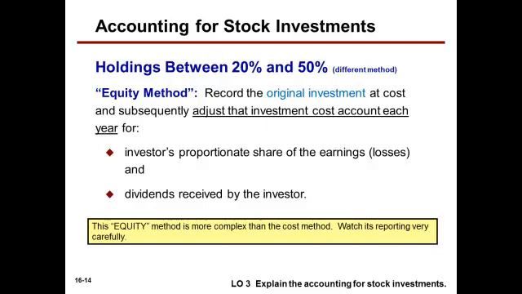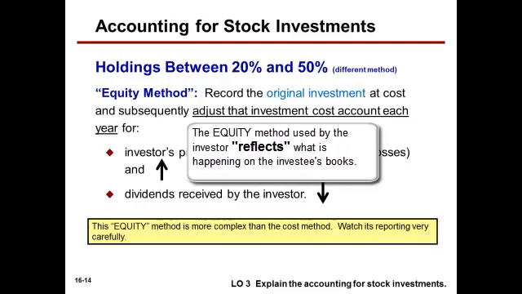So that original investment account at cost will be increased for the investor's share of earnings, or decreased for its share of losses, and decreased for any dividends received by the investor. The equity method, as noted, is more complex than the cost method. Watch its reporting very carefully.